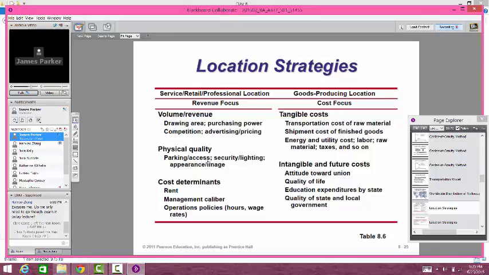But you're concerned with parking, security, other things. In goods producing, manufacturing, it's all about costs. Transportation costs, whether unions are a big deal, education expenditures. Now we're getting into, obviously this is the intangible, but up here at the top, it's all cost focused.